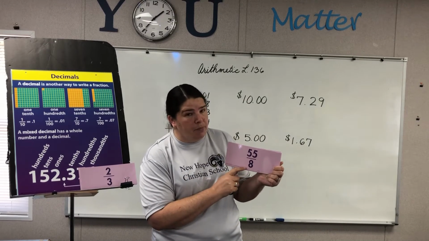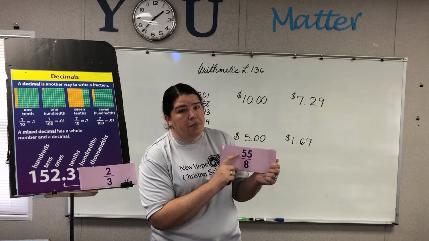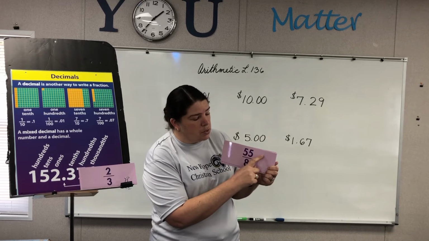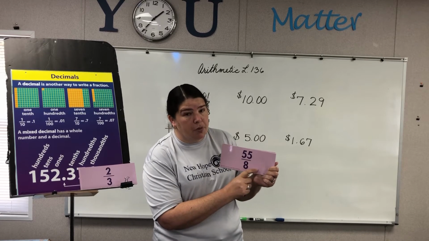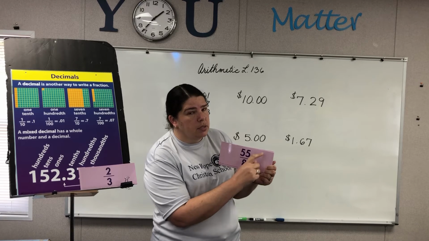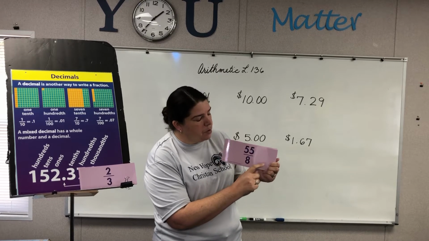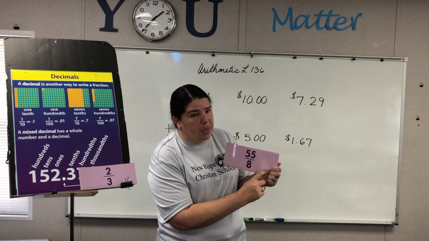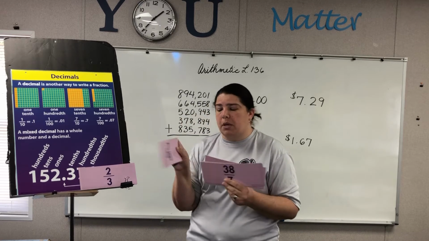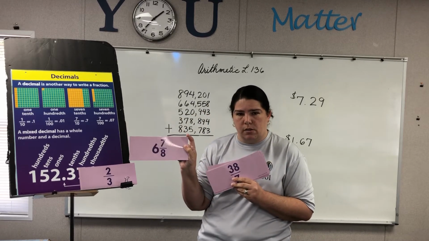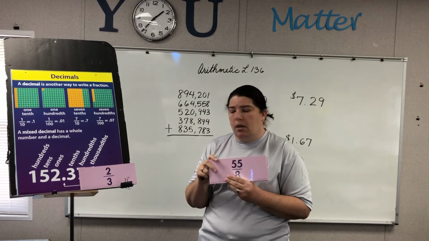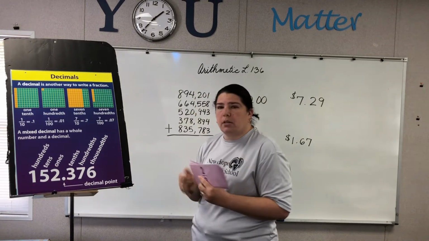55 divided by 8. 8 goes into 55 6 whole times, so that's your 6. How many's left over? 7 over, your denominator stays the same, 8. So your answer should be 6 and 7/8. Okay, very good. Let's review our chart.